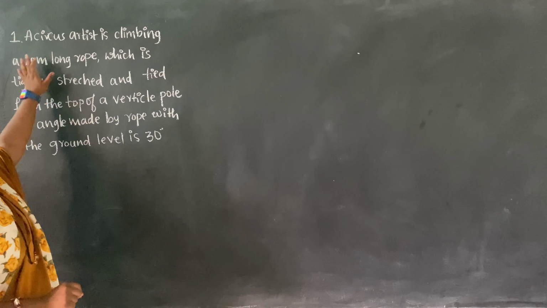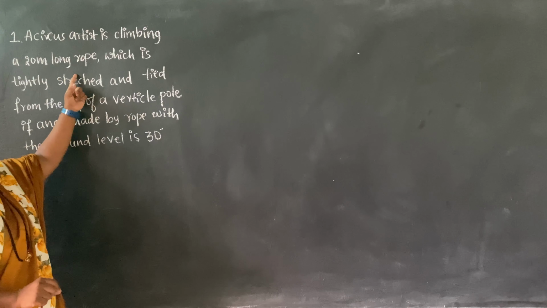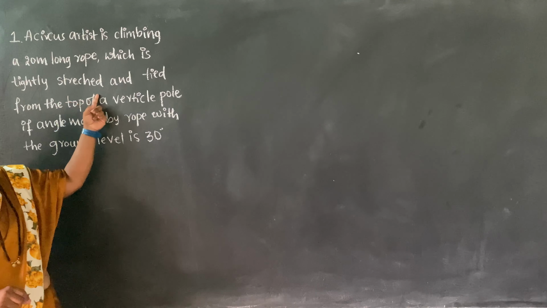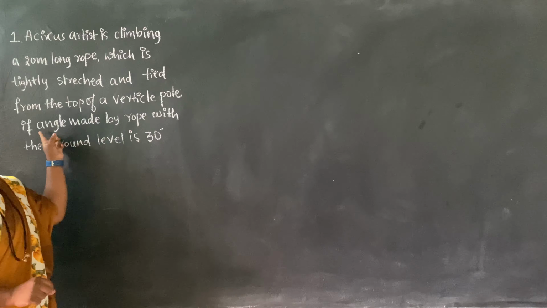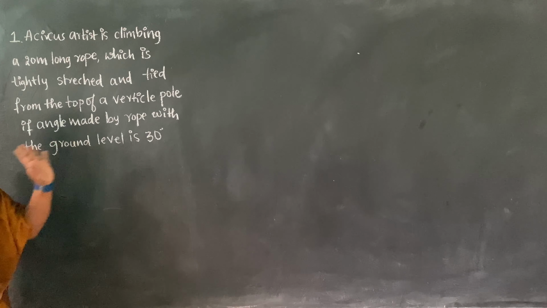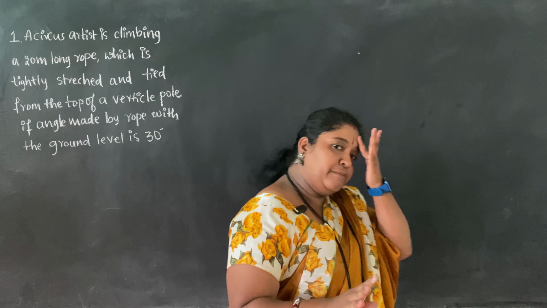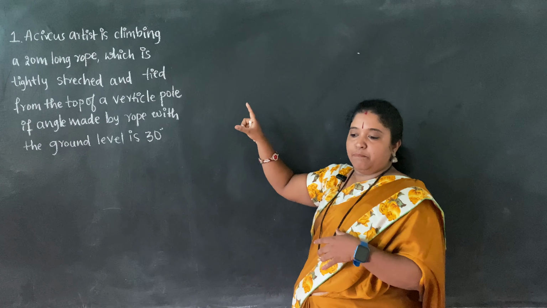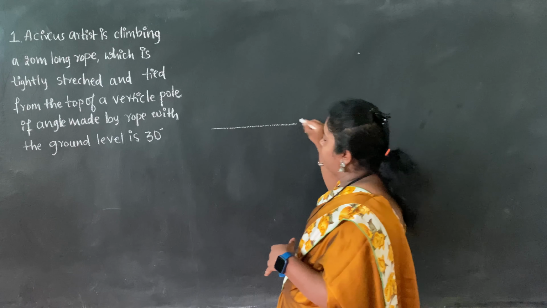Look at the board. A circus artist is climbing a 20-meter long rope which is tightly stretched and tied from the top of a vertical pole, if the angle made by the rope with the ground level is 30 degrees. Okay, the question is provided. First, let me draw the diagram. What is the question telling about? There is a rope. Okay, assume this is the ground level.